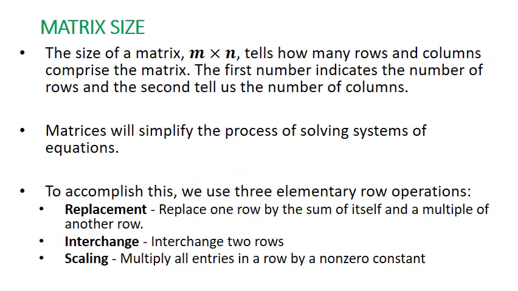The size of a matrix is often referred to as M by N, and this tells us how many rows and columns there are. When we give the dimensions of a matrix, it is always the number of rows by the number of columns. Every time, RC. Okay.